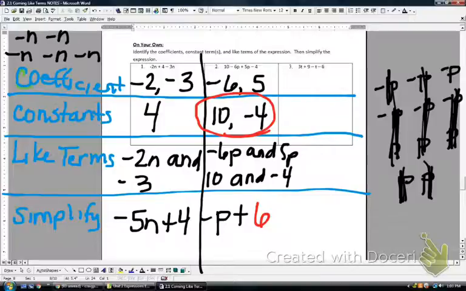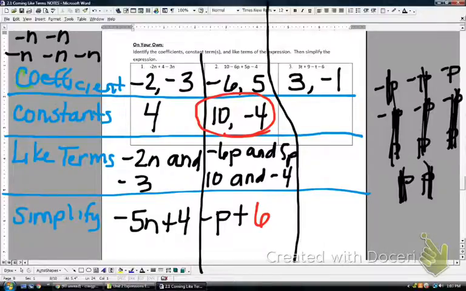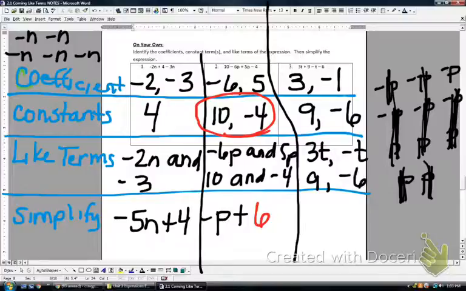All right, so let's look at our last example. I'm going to go back to black ink. I need coefficients. My coefficients are numbers that are part of the variable. So here I have 3 and negative 1. My constants are 9 and minus 6 or negative 6. My like terms are 3t and negative t or negative 1t. Then I also have 9 and minus 6 or negative 6.